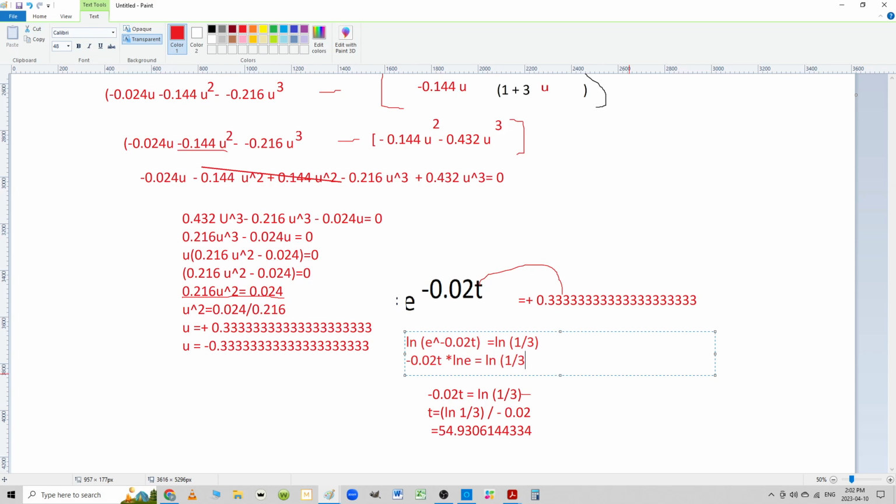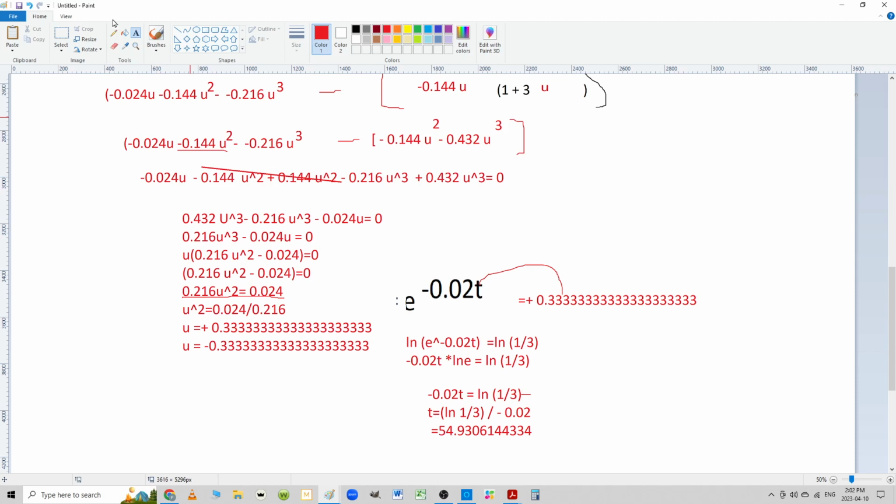Well, ln of e is 1. So that's why it jumps down to this line. So I get negative 0.02t is equal to ln of a third. I divide both sides by negative 0.02. Any ln of a fraction is going to be negative, by the way. So ln of a third divided by negative 0.02 becomes t equal to 54.9.